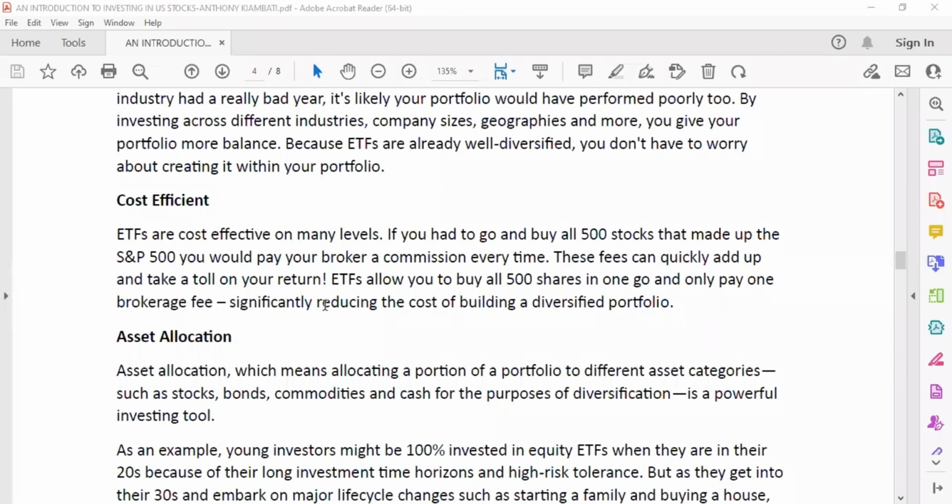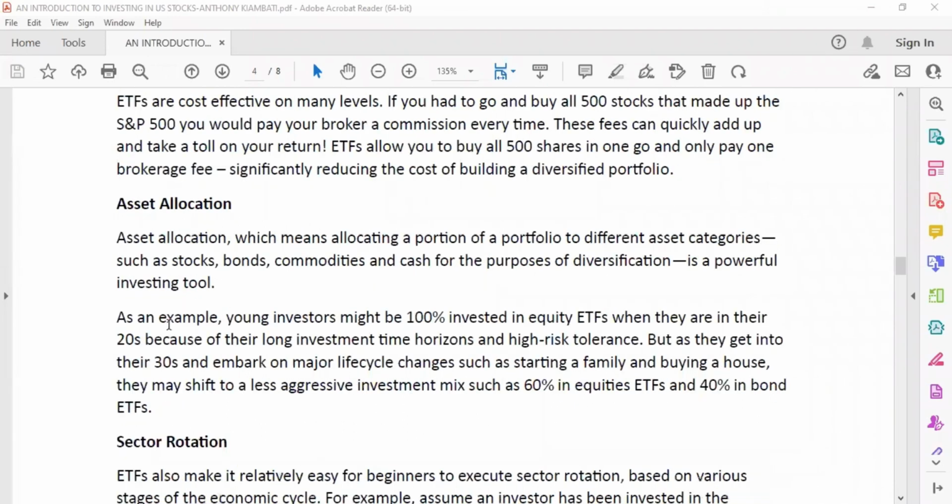So ETFs will be cost efficient because if you had to go and buy all 500 stocks that make up, let's say, the S&P 500, you'd pay your broker a commission every time. ETFs allow you to buy all 500 shares in one go and pay only one brokerage fee for that specific trade. Okay. The third advantage I want you guys to focus on is asset allocation.